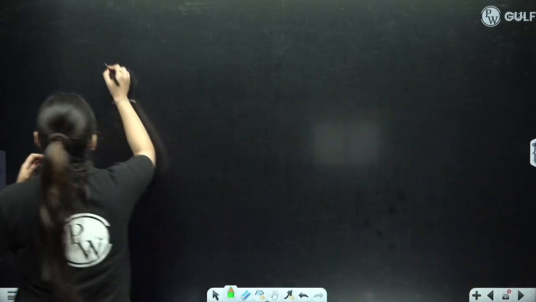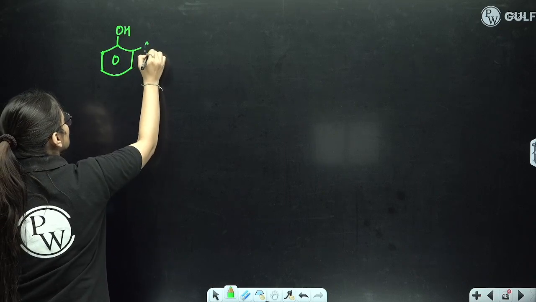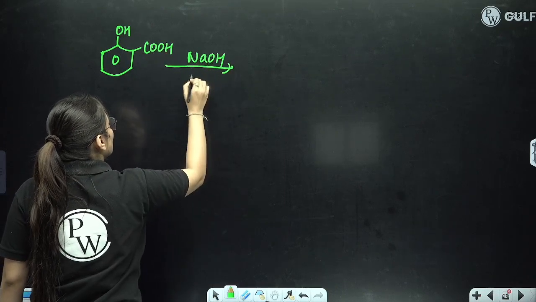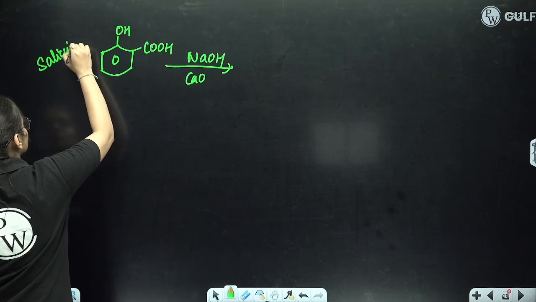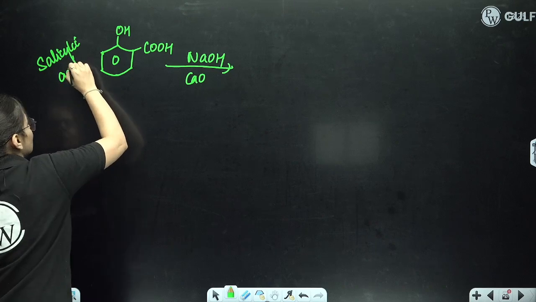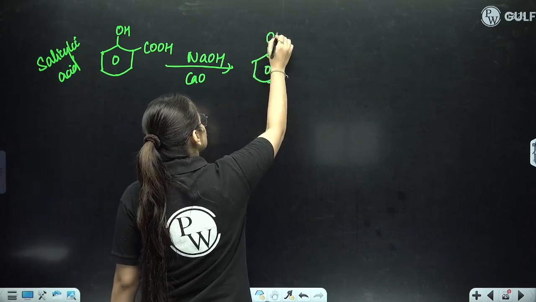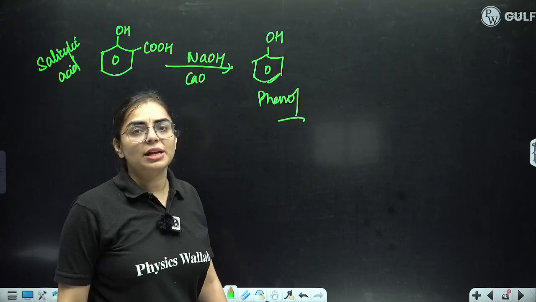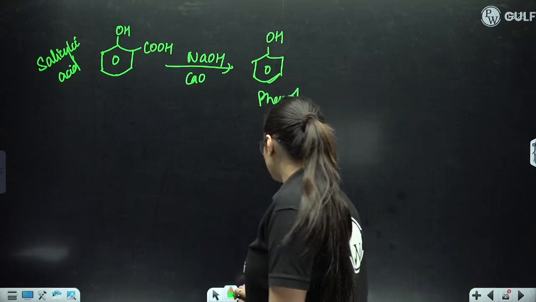Now we are taking salicylic acid and we are reacting it with NaOH and CaO. This is salicylic acid. Now when you react it with NaOH and CaO, what are you going to obtain? Very simple, ma'am. You will obtain your phenol. So students, these are your methods of preparation in order to obtain phenol.